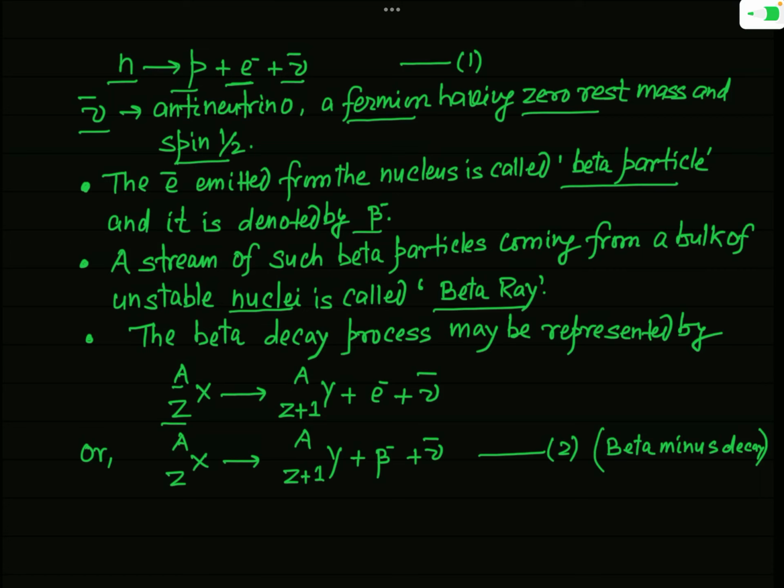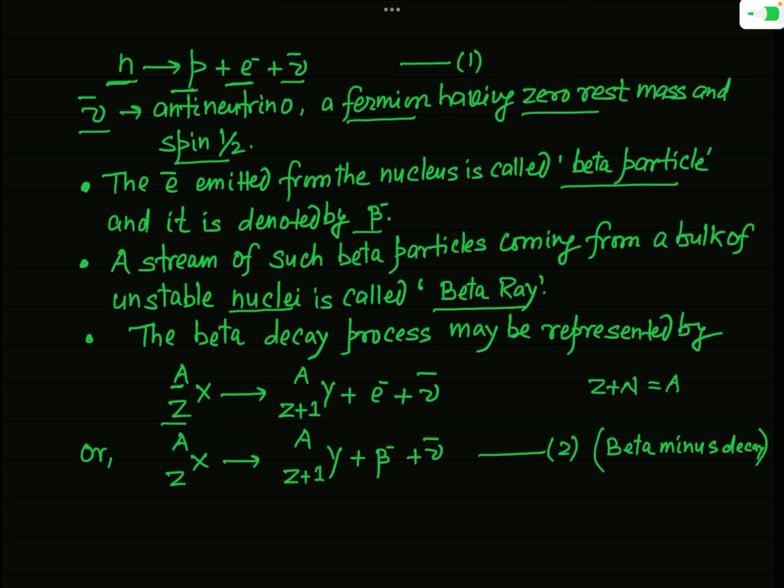It means in the parent nucleus there are Z protons, and the total number of nucleons is A. When beta minus decay or electron emission takes place, one of the neutrons will be converted into a proton. So the total number of nucleons will remain unchanged, because there is a decrease in the number of neutrons by 1, but at the same time there is an increase in the number of protons. So as a whole, Z plus N will remain constant, that will remain A.